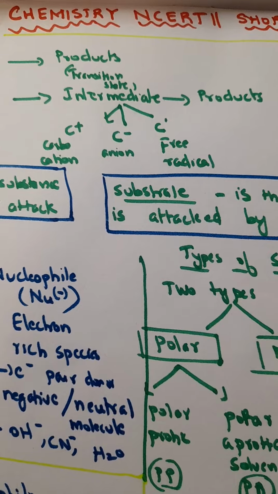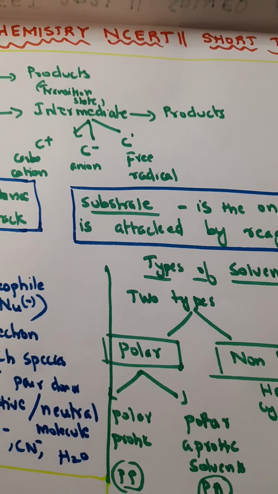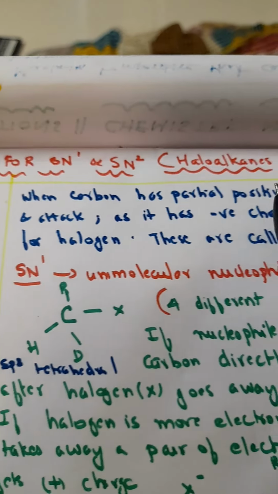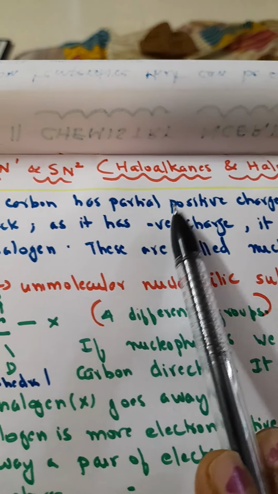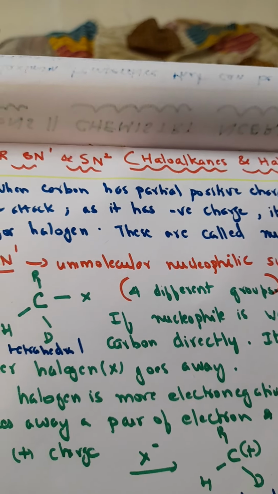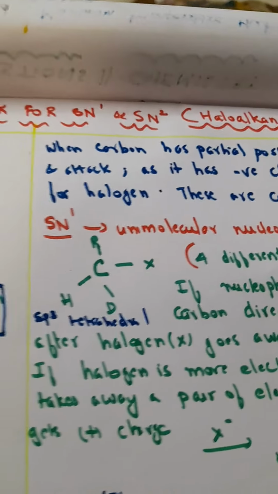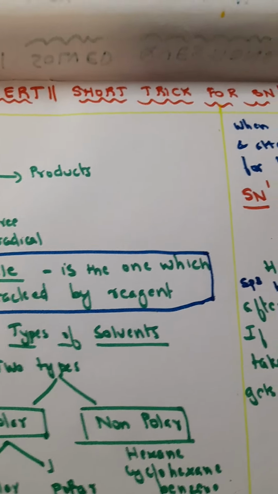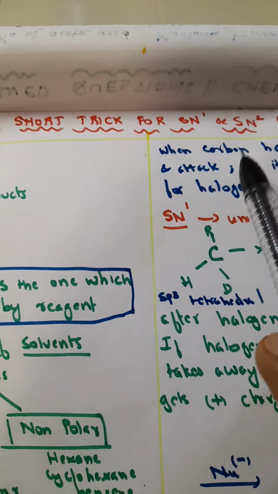Today we are going to learn a short trick for SN1 and SN2 reactions. You all know that this portion comes under haloalkanes and haloarenes. See, this is a very important topic with respect to organic chemistry, and you all should be very thorough about what is meant by SN1 and SN2 reaction.